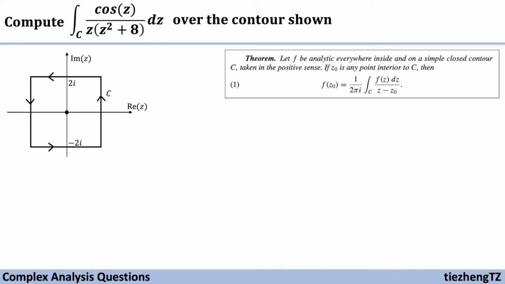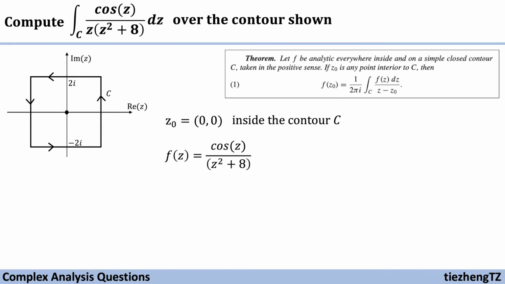Okay, so now let's take a look at our question. From the denominator part, z times z squared plus 8, we know z0 should be the origin, 0, which is interior to this contour. And of course, the corresponding f(z) function should be cosine z over z squared plus 8. We know the z0 point is inside the contour C and the f(z) function is analytic inside and on the contour C. So all conditions are satisfied, therefore we can use the theorem.